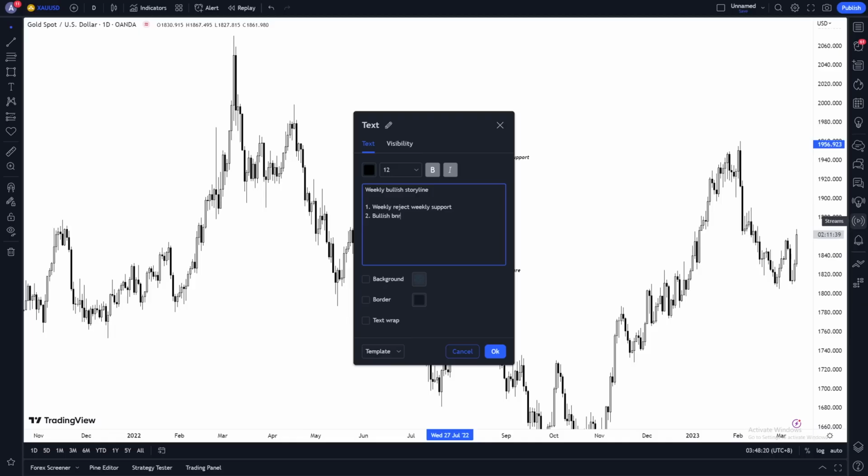Okay, second thing, bullish breakout, 1 time frame below. In this case, it'll be daily. So weekly reject weekly support, okay, that's done. Bullish breakout, 1 time frame below. Again, this can be the preferred method. Okay, the preferred method will be how? Daily breakout as a result of weekly rejection. That's the preferred way. Alternatively, daily breakout.